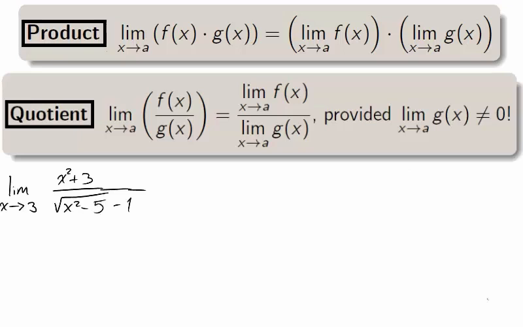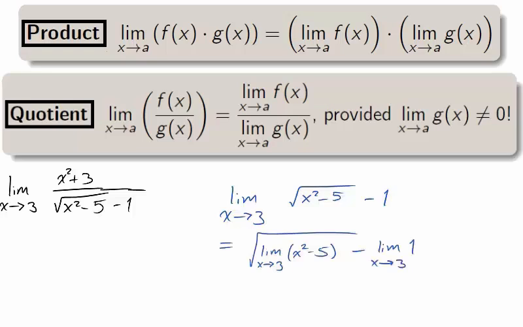Let's conclude with an example. Is the denominator's limit 0? Well, let's calculate it. We know that the limits of x squared, 5, and 1 exist from the constant and identity laws. So we can use the difference and product laws to bring the limit to both terms of the difference and inside the radical. We find that the limit of the denominator is 1, not 0, so we can use the quotient law.